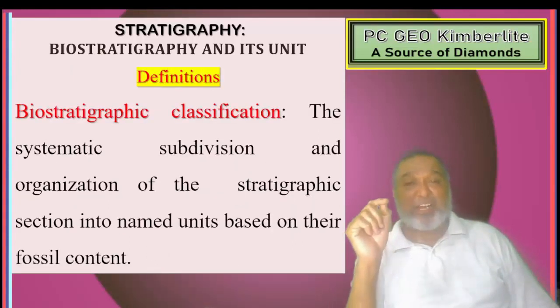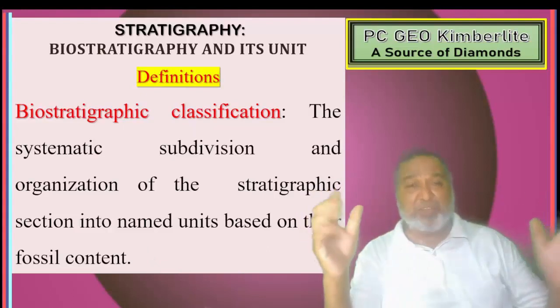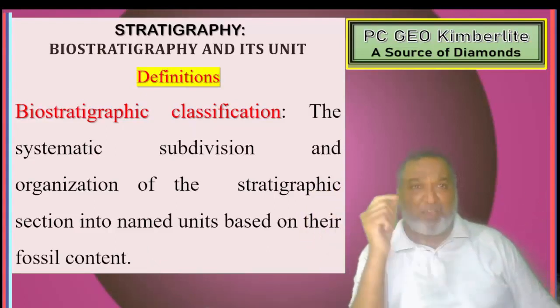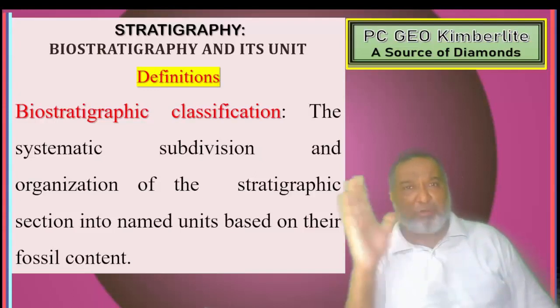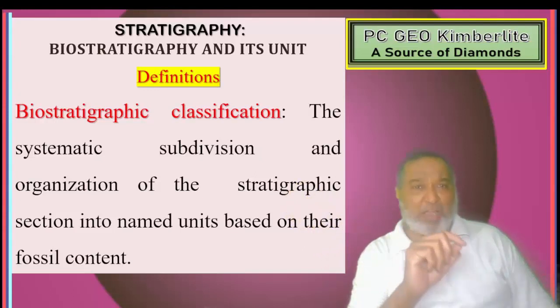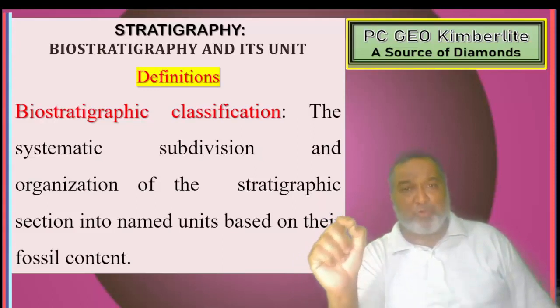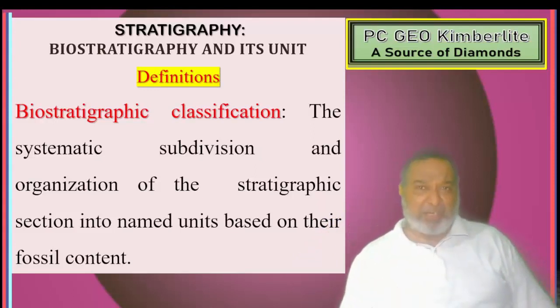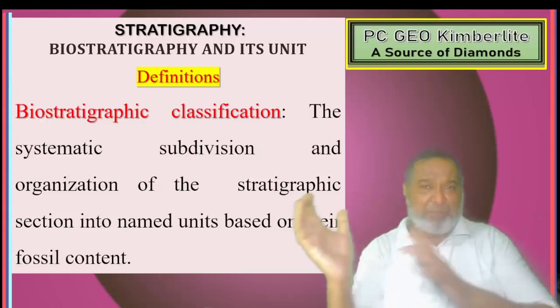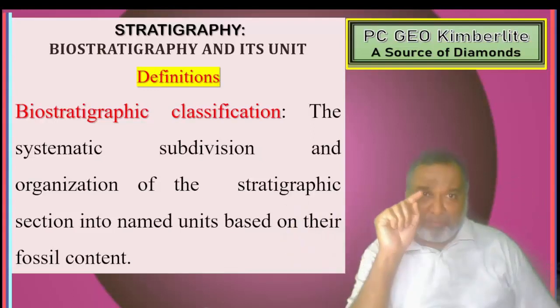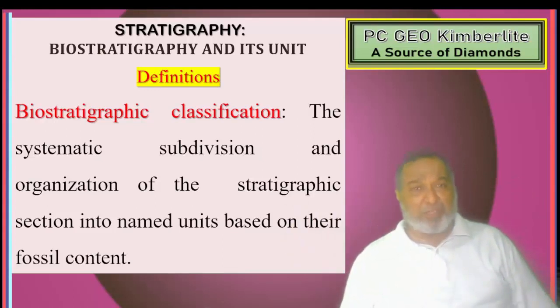Biostratigraphic classification. How are you going to make out the biostratigraphic classification? The systematic subdivision. How are you going to make the systematic subdivisions? The organization of stratigraphic sections into named units based on their fossil content. So whatever subdivisions we have made, we have made only on the basis of the fossil content.